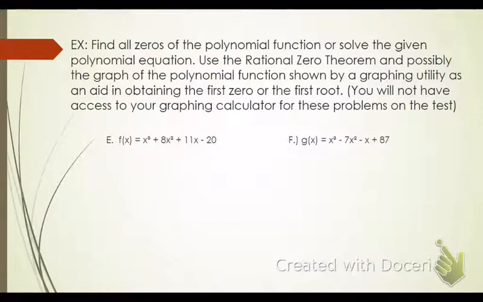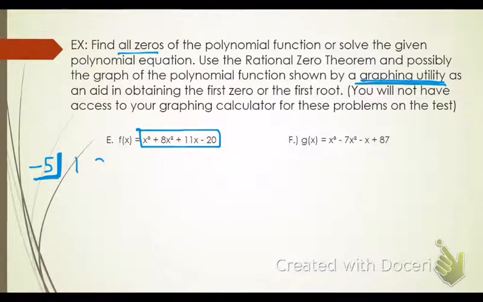Okay, with this example it says find all the zeros of the polynomial function or solve the given polynomial equation. Use the rational zero theorem and possibly the graph of the polynomial function shown by a graphing utility as an aid of obtaining your first zero. So since we can use a graphing utility, we're just going to substitute this into our graphing calculator, and we're going to go ahead and find an x-intercept, which we get to equal negative 5. So our x-intercept's negative 5.